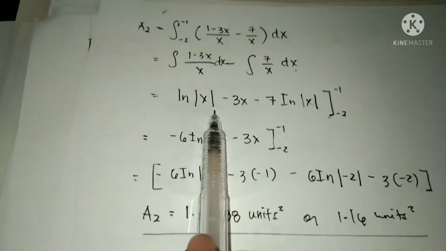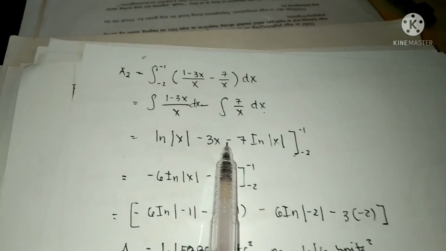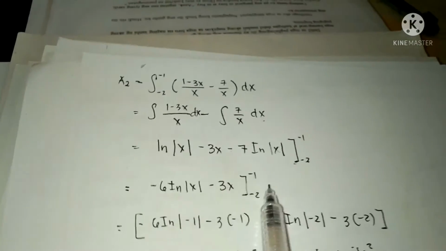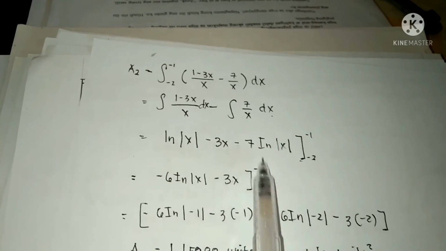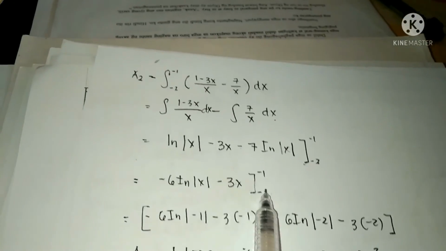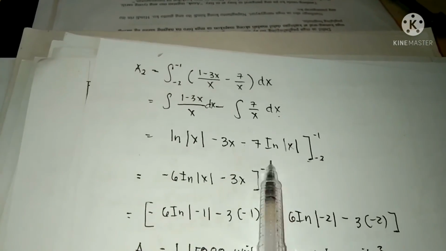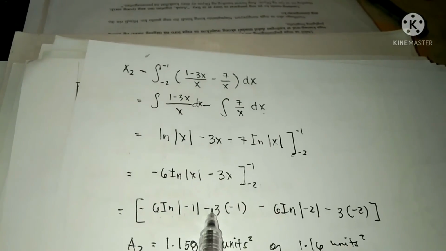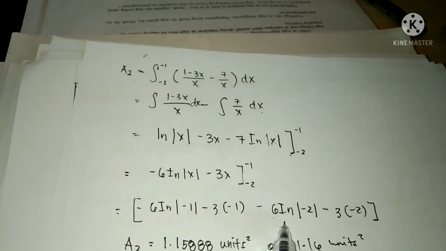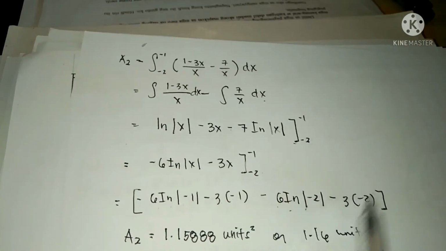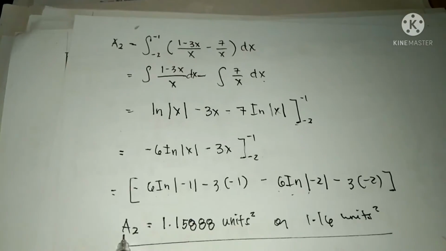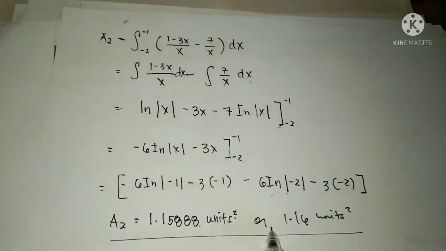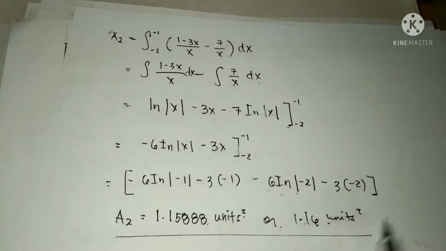So, simplify lang ito. Ln of x minus 7 ln of x is equal to negative 6 ln of x minus 3x. So, ito, negative 2 from negative 1. So, let's plug in this to the value of x. So, negative 6 ln of negative 1 minus 3 times negative 1 minus 6 ln of negative 2 minus 3 times negative 2. So, our second area is equal to 1.15888 units squared or 1.16 squared units.